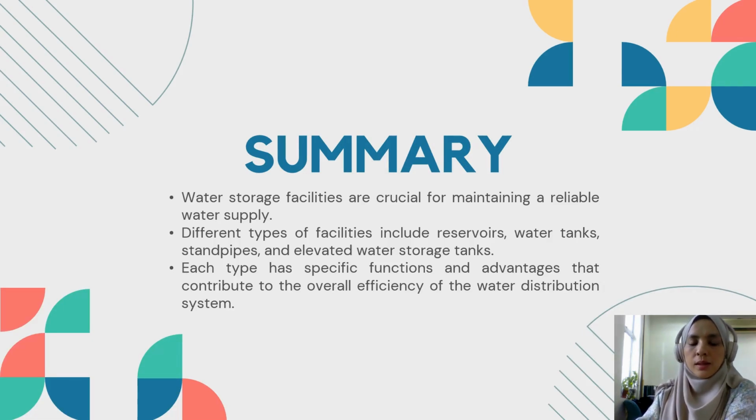So for the summary, water storage facilities are crucial for maintaining a reliable water supply to the consumers. Different types of facilities include reservoirs, water tanks, standpipes, and elevated water storage tanks. And each type has specific functions and advantages that contribute to the overall efficiency of the water distribution system.